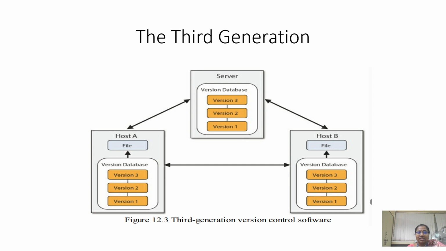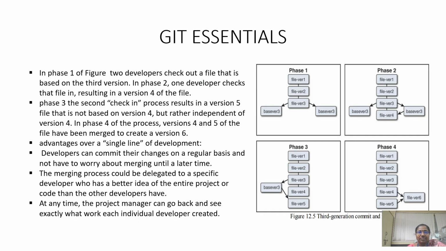So this is the third generation. Here host A will be working on some version. Similarly host B can check in and then merge. So in phase 1, two developers check out a file. So that is based on the third version.